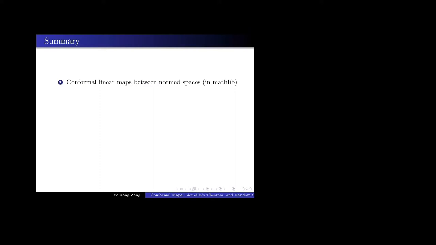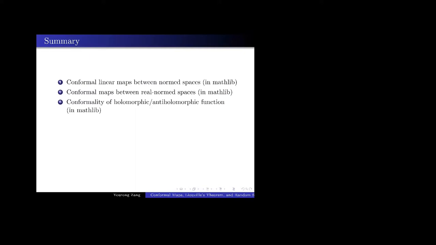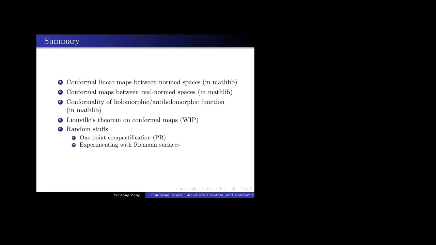First I did conformal linear maps in normed spaces. I formalized the maps between real normed spaces and the conformality of holomorphic or anti-holomorphic functions. And I'm working on Liouville's theorem now, and it's 80% done, I think. And random sets, including Lumpful and rectification, and I experimented a little bit with Riemann surfaces, but the results are very poor.